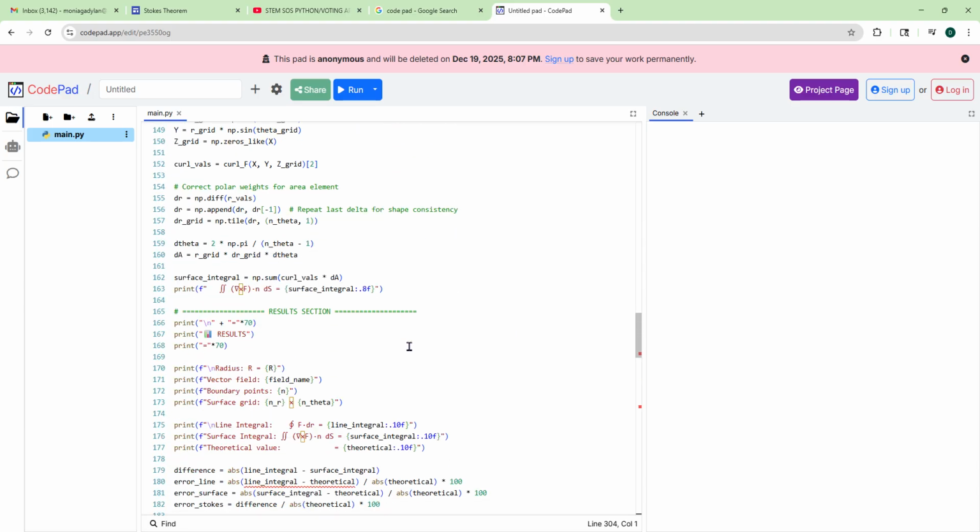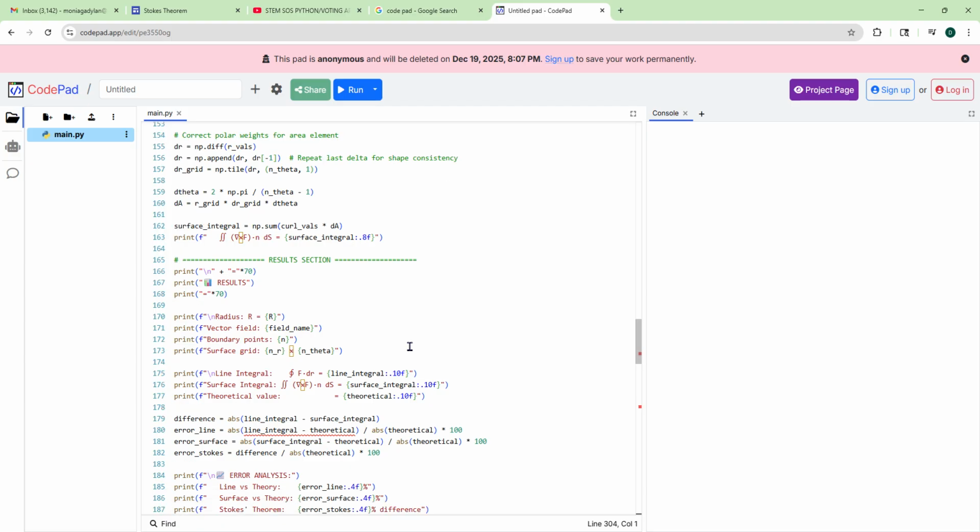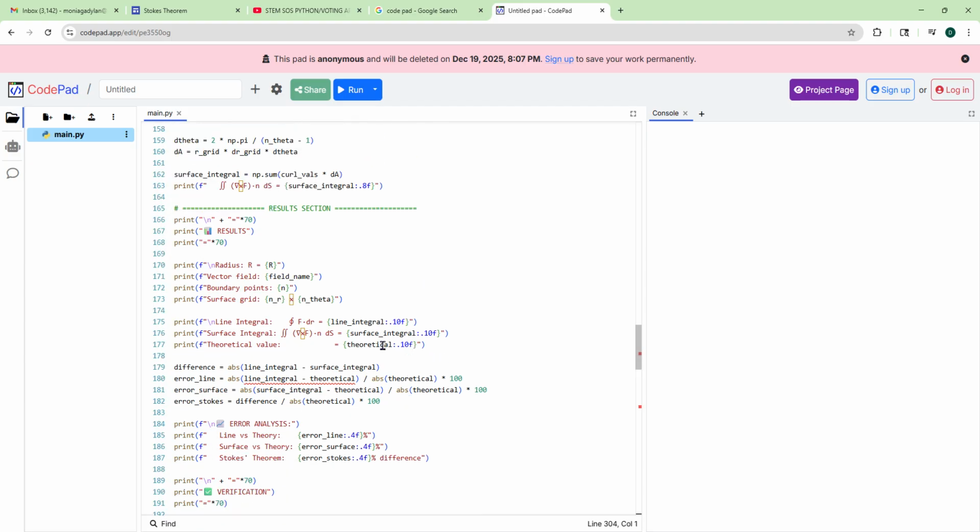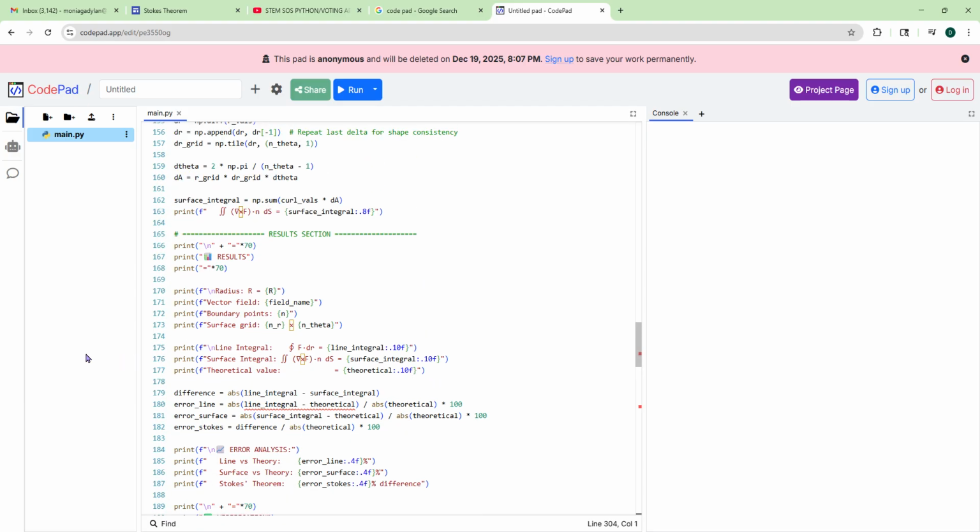For lines 155 through 179, we are looking at the line integral calculation. It walks around the edge of the circle using angles and checks how much the vector field pushes in the direction of the path. All of these small values are added together to find out how much the field goes around the circle.